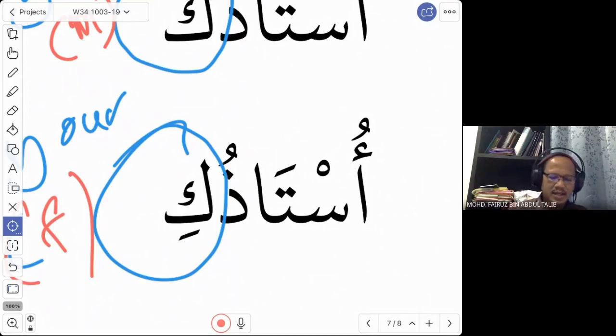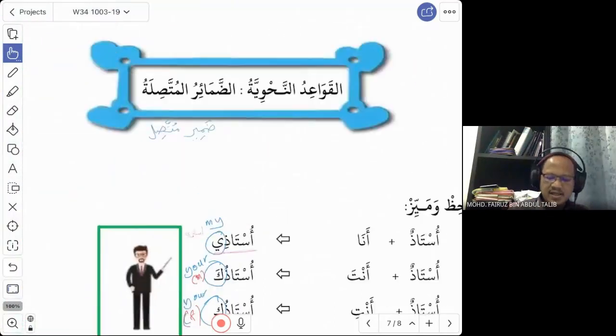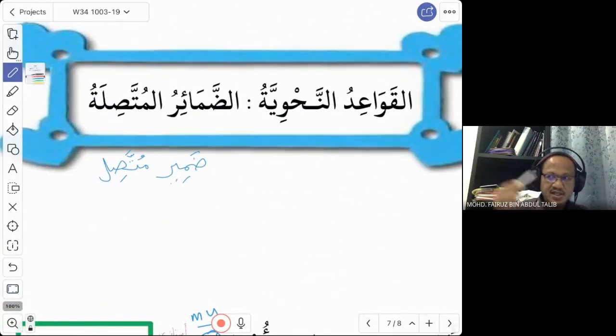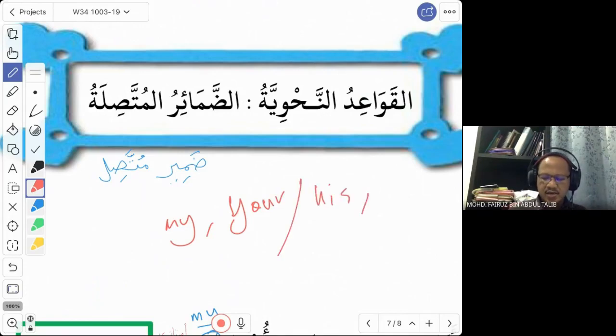Okay, that is in terms of the meaning. And the domir muttasil is different from domir munfasil. Munfasil just now, we say it is when you want to say I, you, we, they, you use the munfasil version. But now if you want to say my, you want to say your belonging, you want to say his, we will learn about this later, her, our, this is where you use the domir muttasil.